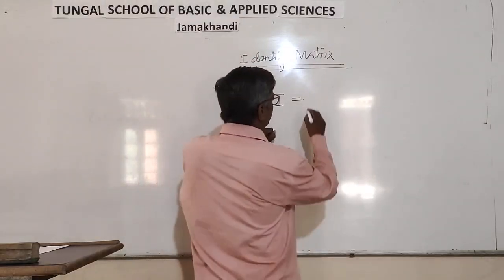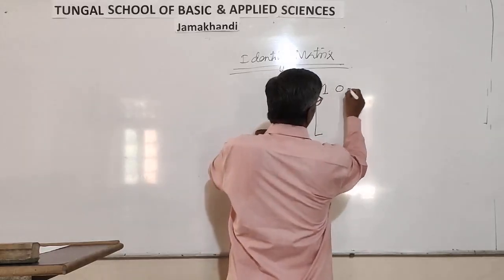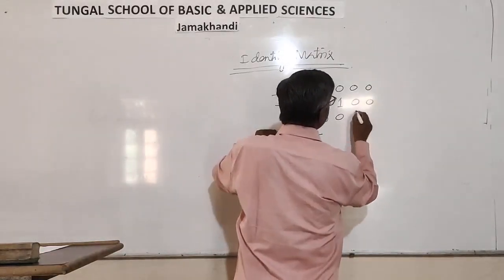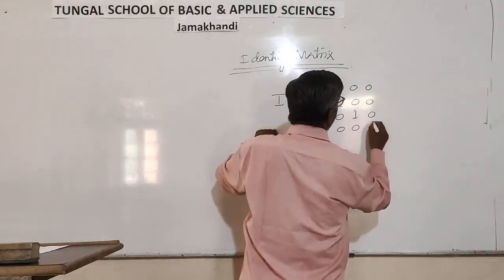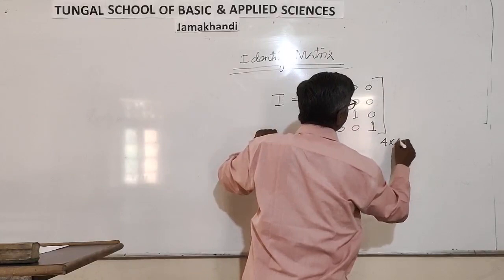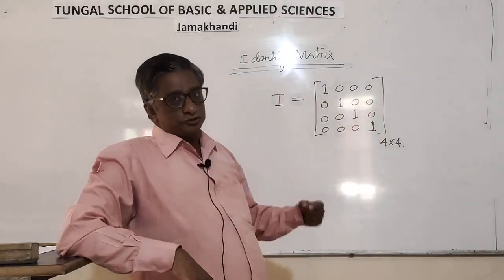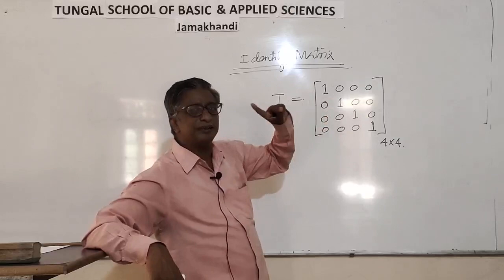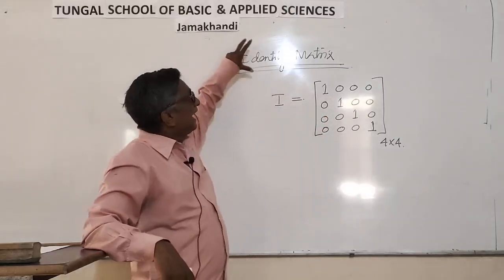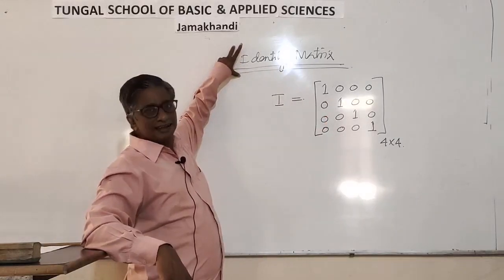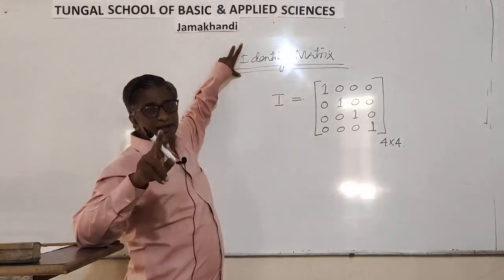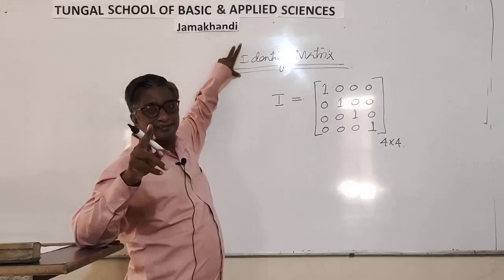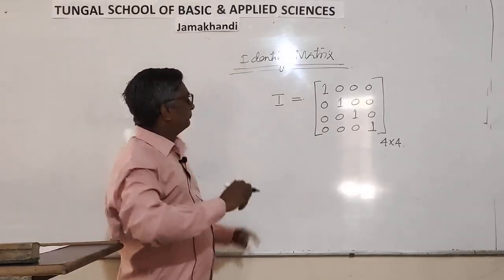Identity matrix I equal to 1 0 0 0, 0 1 0 0, 0 0 1 0, 0 0 0 1. This is a 4 by 4 diagonal matrix as well as scalar matrix. Its principal diagonal elements must be equal to unity. Means an identity matrix is a scalar matrix whose principal diagonal elements are equal to unity. Then that matrix is called an identity matrix.